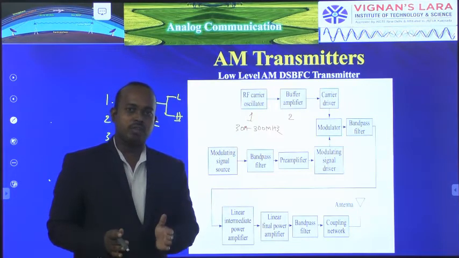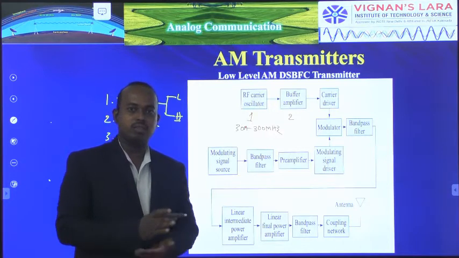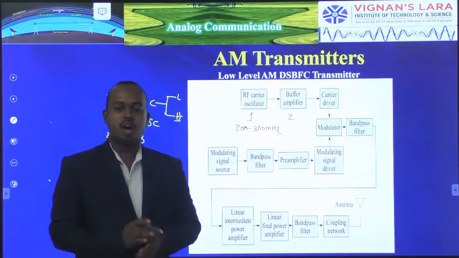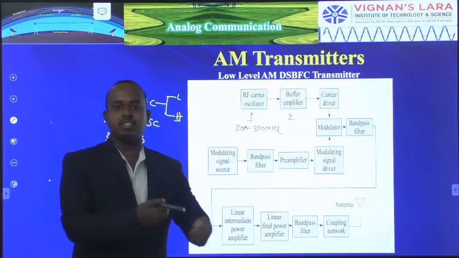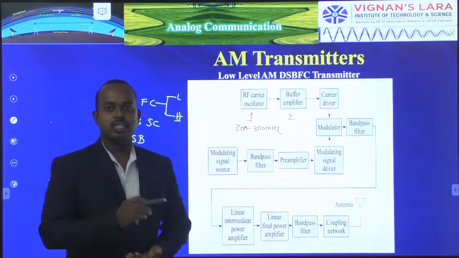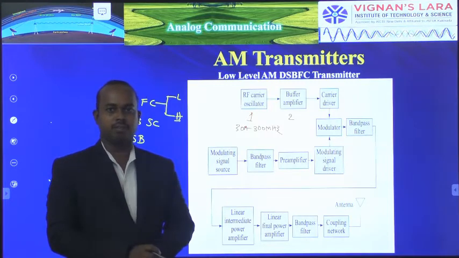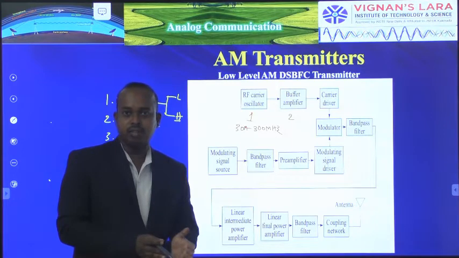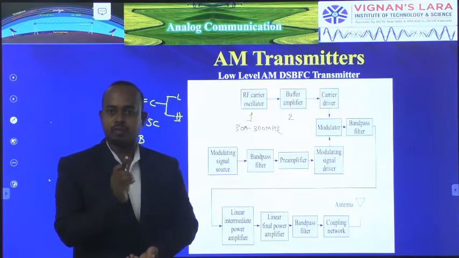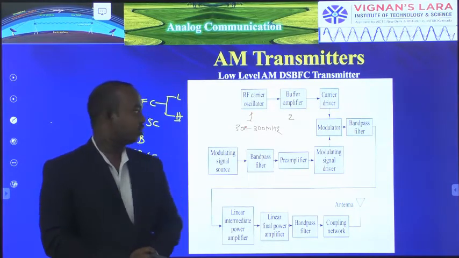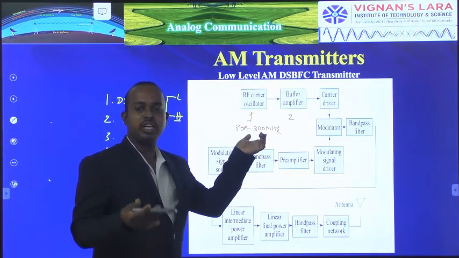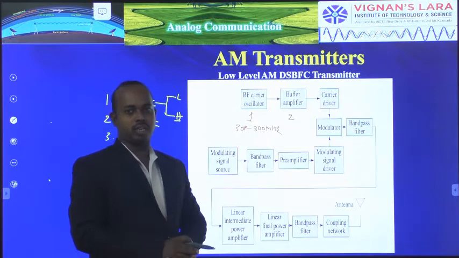Here we are using the RF carrier oscillator. Oscillator means that without any AC input, it can deliver the signal. That one is an AC signal. For generation of the carrier, you have to consider that the main block is the RF carrier oscillator. The only purpose of this block is generating the radio frequency carrier signal.